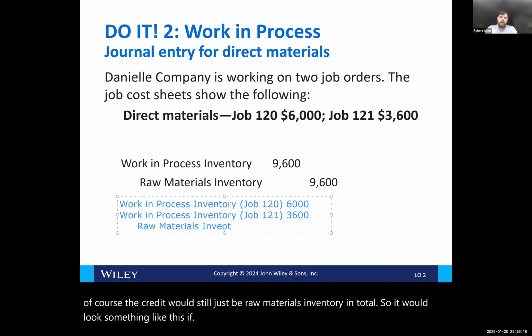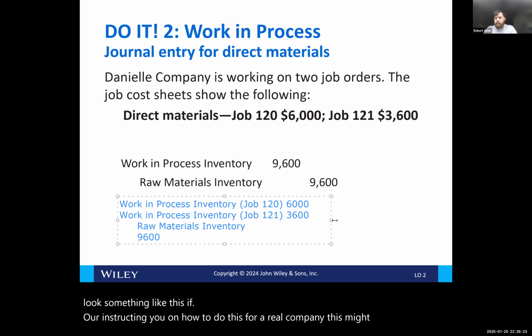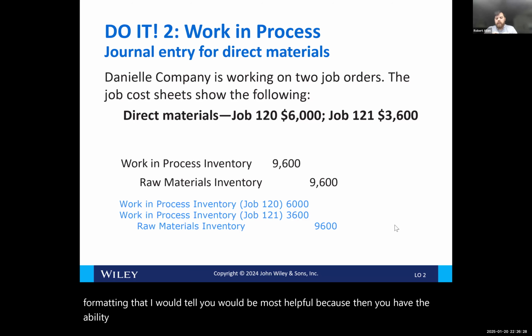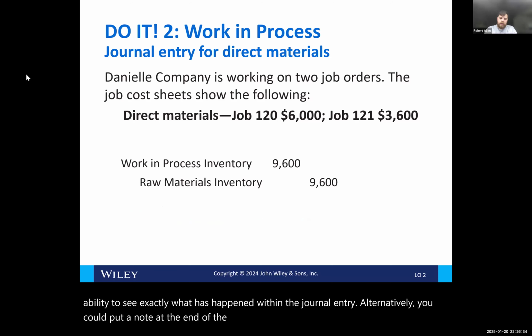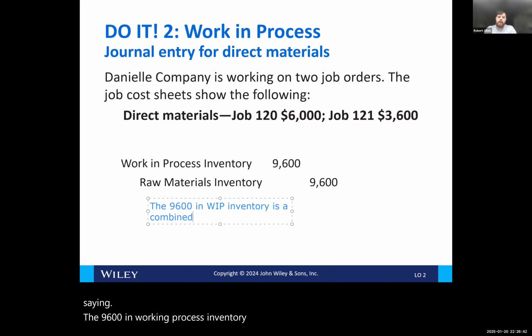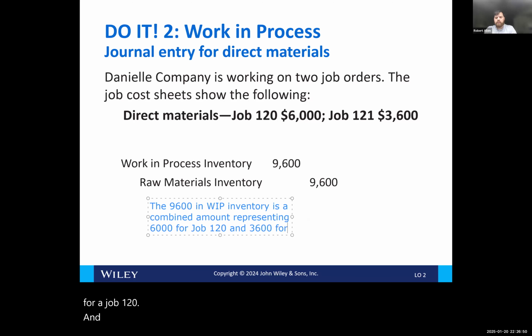If I were instructing you on how to do this for a real company, this might be the formatting that I would tell you would be most helpful, because then you have the ability to see exactly what has happened within the journal entry. Alternatively, you could put a note at the end of the journal entry. So you could do something like, say, the 9,600 in work in process inventory is a combined amount representing $6,000 for job 120 and $3,600 for job 121. And so you could do something like that.